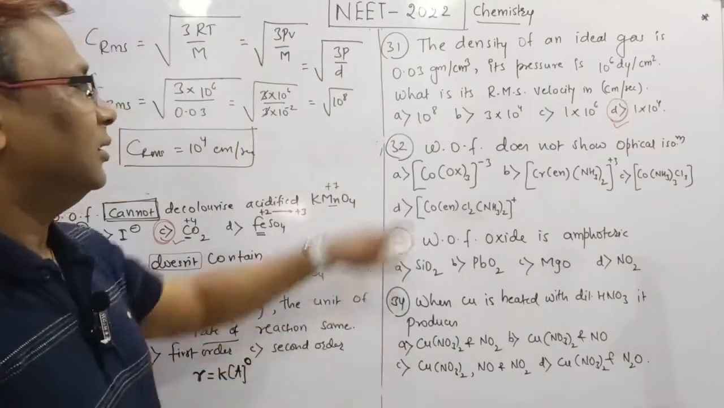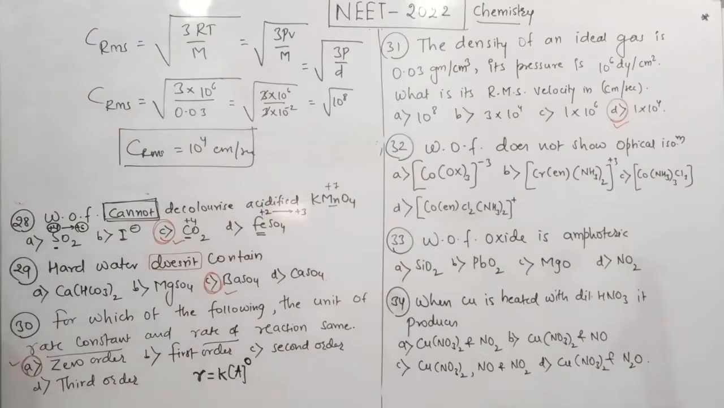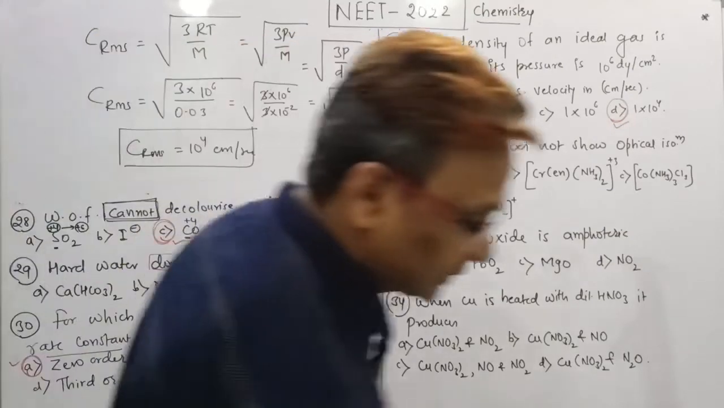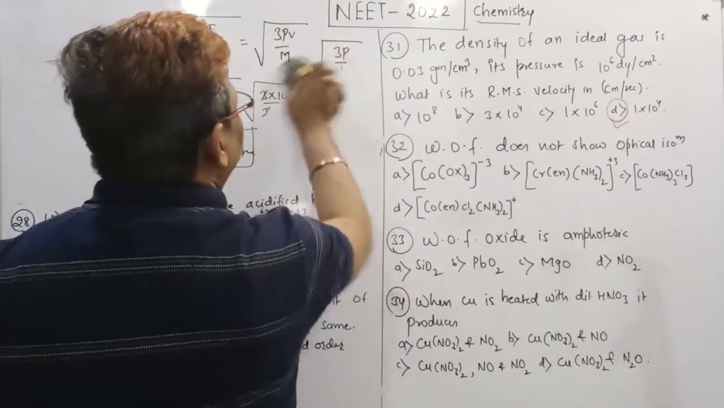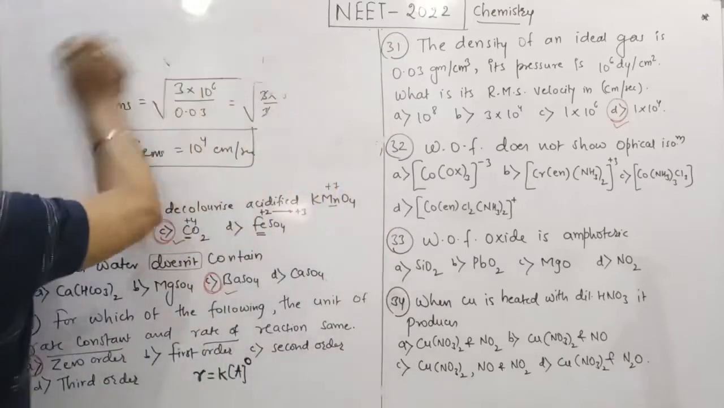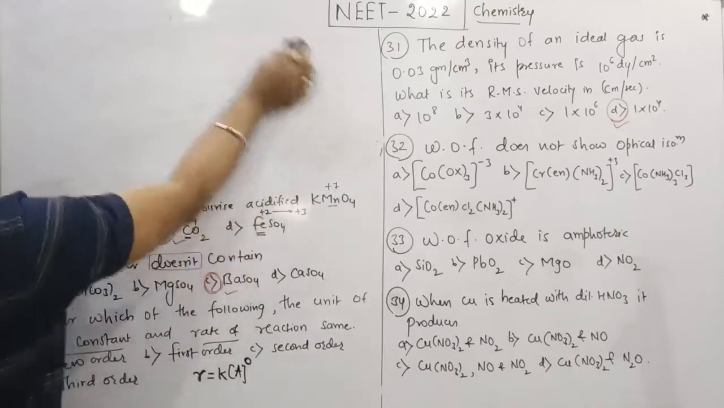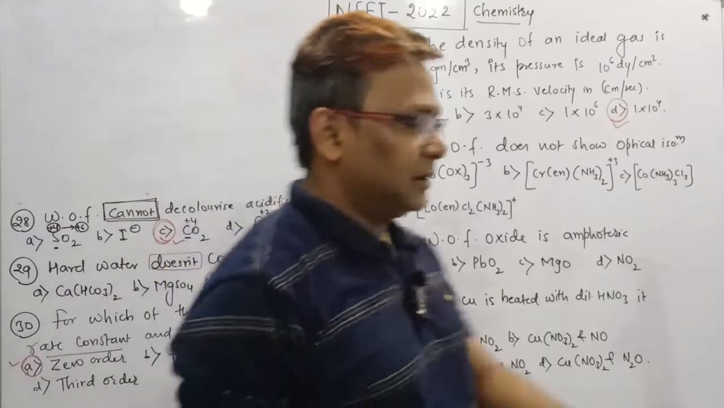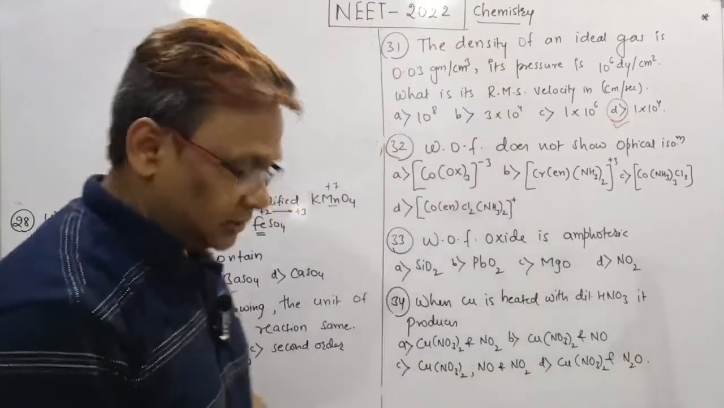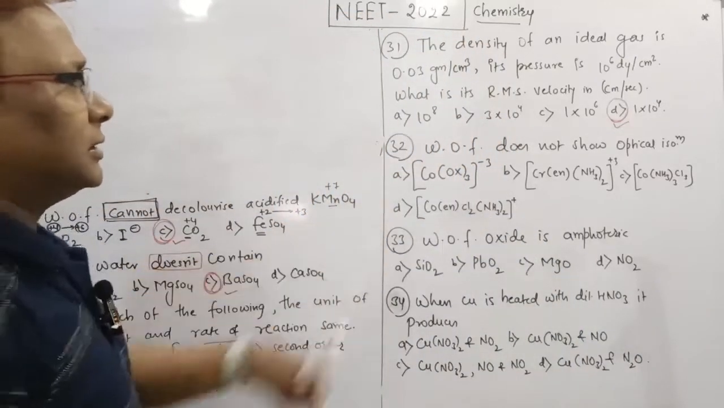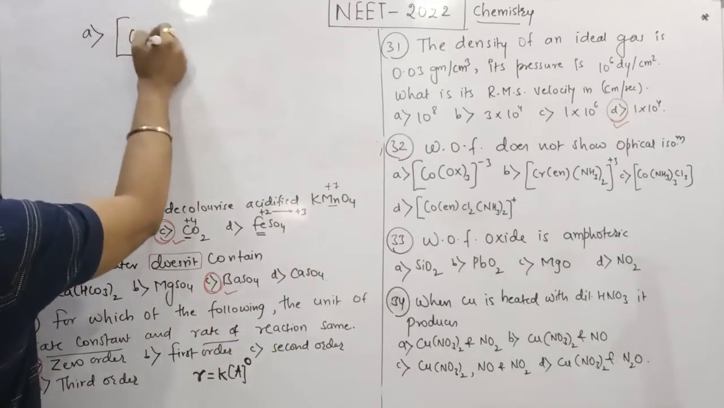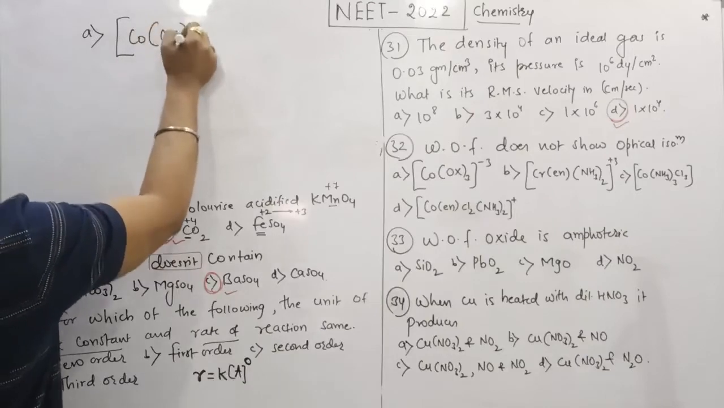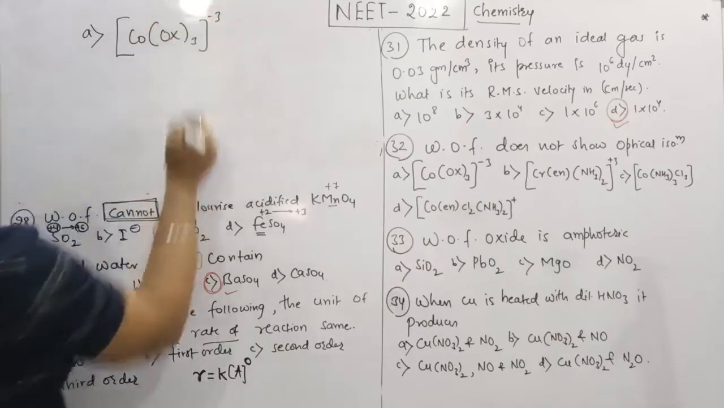Now, which of the following does not show optical isomerism? It is a very important question, and this kind of question they will ask even in the exam. I will tell you a very simple method for finding out optical isomerism. One rule will be applicable, and you just have to follow that rule. The first one they have given is cobalt with oxalate, minus of 3.